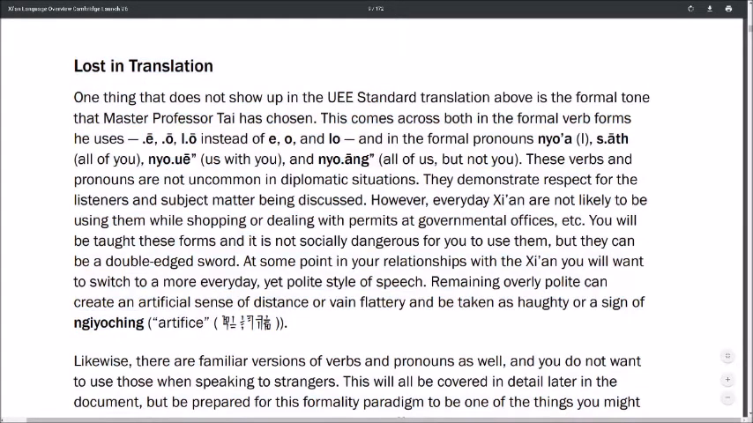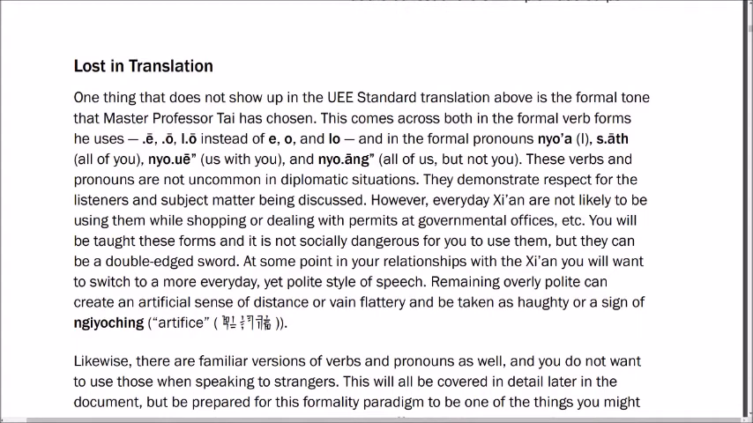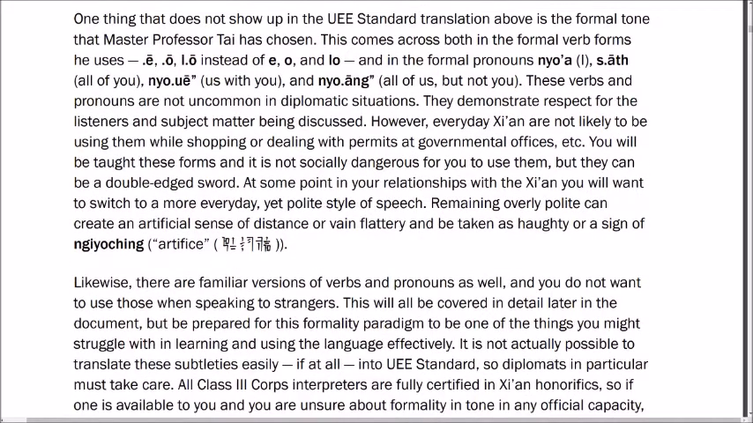Lost in translation. One thing that does not show up in the UEE standard translation above is the formal tone that Master Professor Tai has chosen. This comes across both in the formal verb forms he uses, e, o, l, o instead of e, o, and lo, and in the formal pronouns nyoa, I, s, at, all of you, nyo, you, us with you, and nyo, ang, all of us, but not you. These verbs and pronouns are not uncommon in diplomatic situations. They demonstrate respect for the listeners and subject matter being discussed.